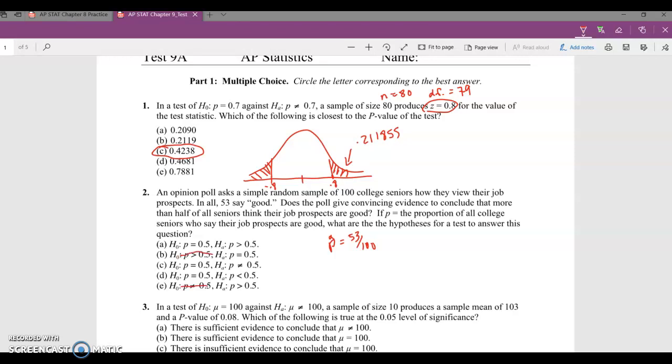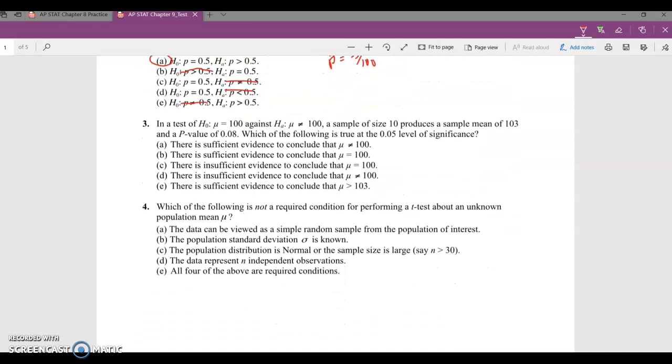I can get rid of those. And my alternative is I want convincing evidence to conclude that more than half. So I want to reject the null in favor of greater than 1/2. So that's no good, that's no good. By process of elimination, my hypotheses are p equals 0.5 versus p is greater than 0.5. Didn't have to do the test.